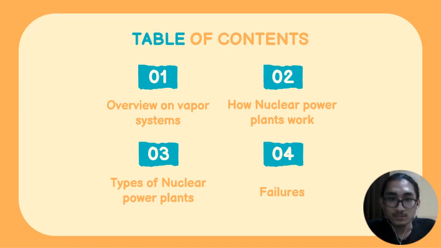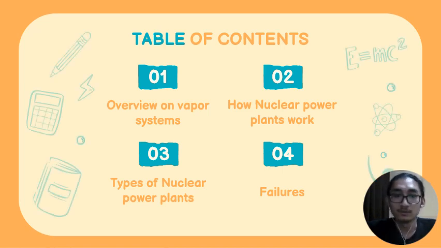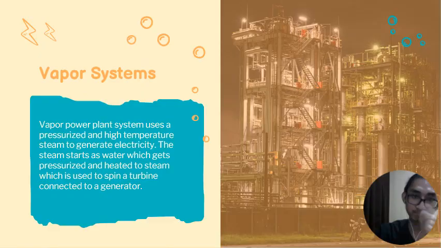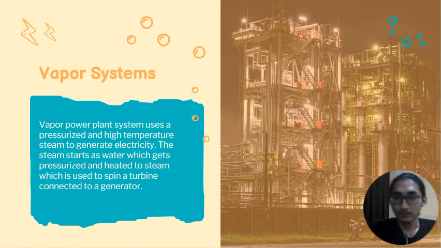In this presentation, I'll be talking about how vapor systems work, how nuclear power plants work, the types of nuclear power plants, and the effects and causes of nuclear power plant failure. Let's start with vapor systems.